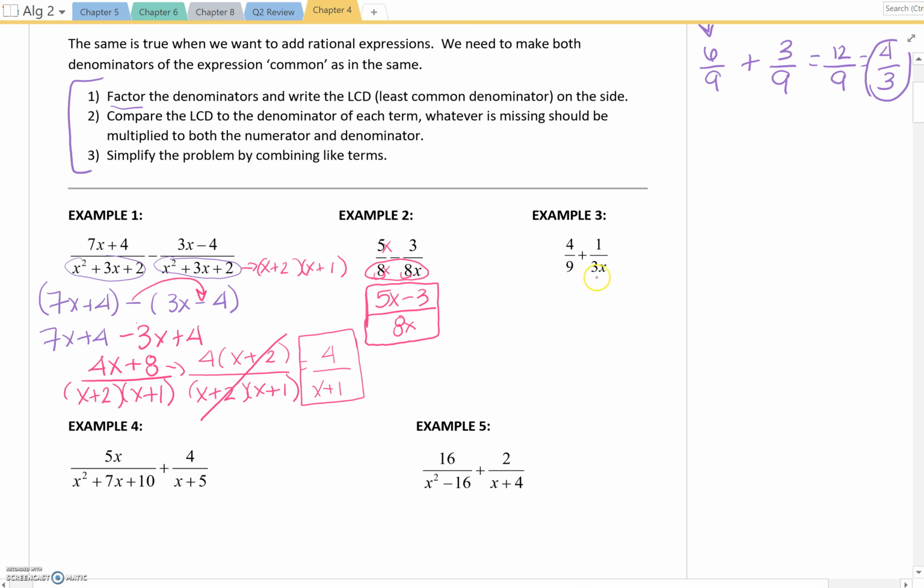Example number 3. You know that 3 and 9 have a relationship. This one does not have an x. This one needs to be moved to a 3. So what I'm going to do is change the common denominator into 9x. In order to get this to become 9x, I have to multiply by x, which means I need to multiply the 4 by x. In order to get the 3x to become a 9x, I have to multiply this by 3, which means I have to multiply this by 3. 4x plus 3 is 4x plus 3 over 9x.